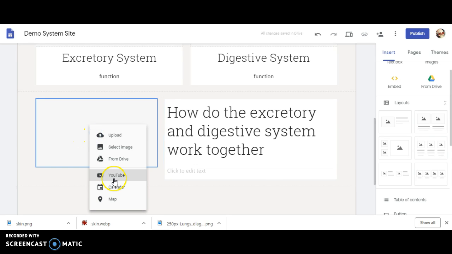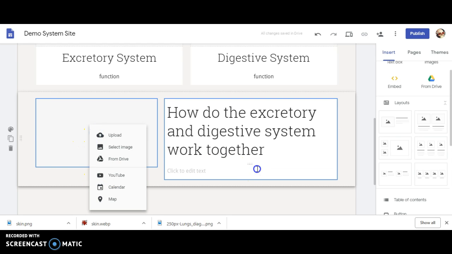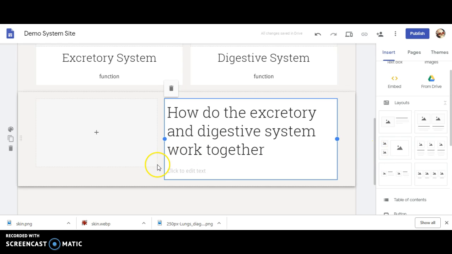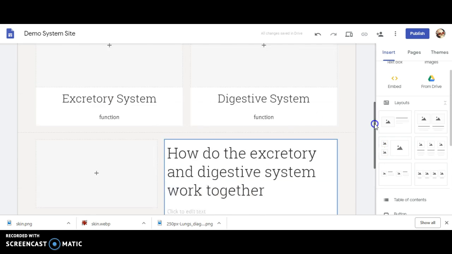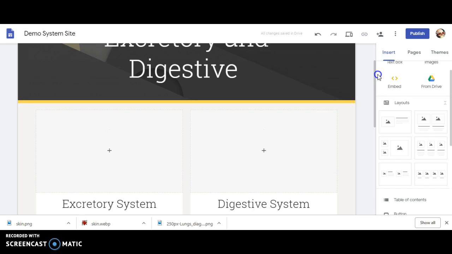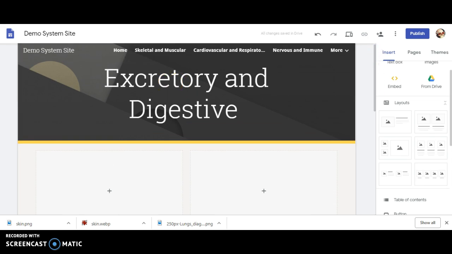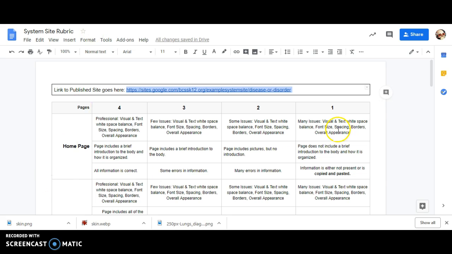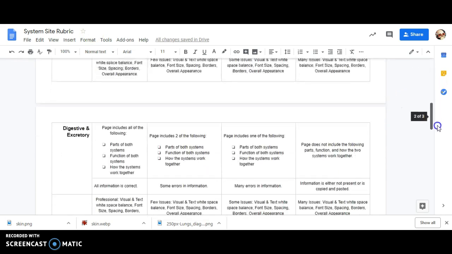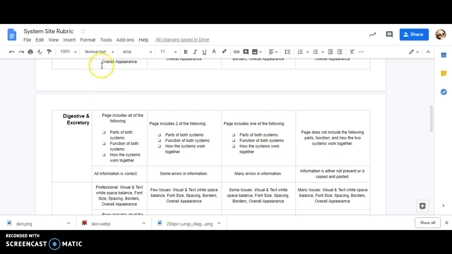Again, you can also add video here if you want to. Perfectly fine. Just watch the video before you put it in. Make sure that it's relevant. And then you'll be finished with the digestive and excretory system. And since we now have the rubric available, you can always go to the rubric and check and grade yourself to make sure that you have a nice appearance on your page, including all these parts, and that all your information is correct and not copied and pasted, or else giving credit where you got the information from.